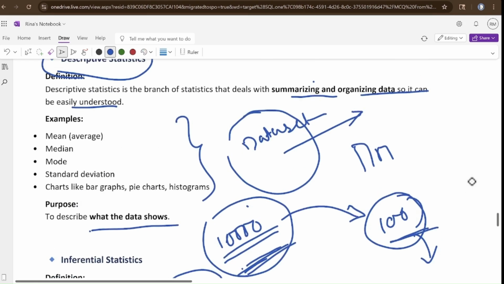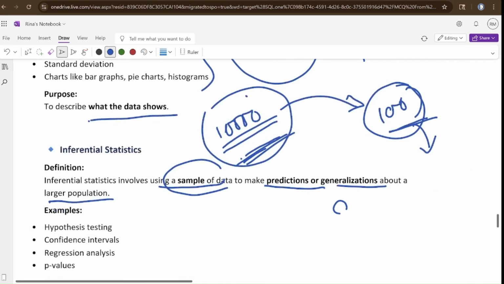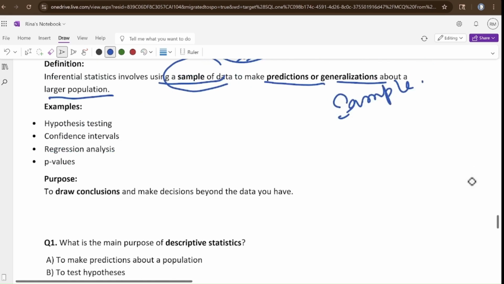Okay. So in descriptive statistics, there is no concept called sample. You are considering the whole population. But in inferential statistics, you are taking the sample to do prediction. Okay. Now, examples: hypothesis testing, confidence intervals, regression analysis, p-values, to draw conclusions and make decisions beyond the data you have.